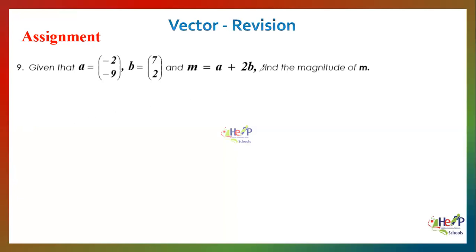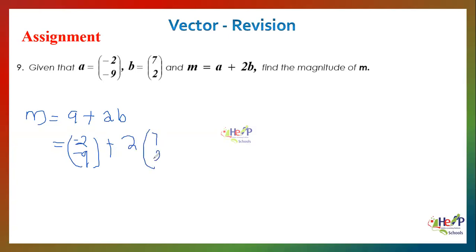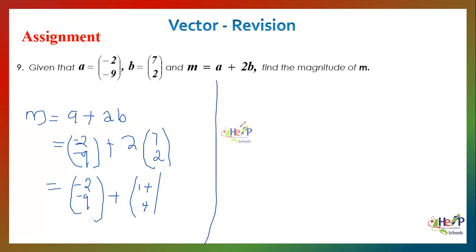Now, for this question, they're telling us M is the same as A plus 2B. They've given us A as -2, -9, plus 2 multiplying B. Then 2 is going to multiply the whole of B to give us 14 and 4. And this means M is going to be -2 plus 14, that is 12. And then -9 plus 4 is what?